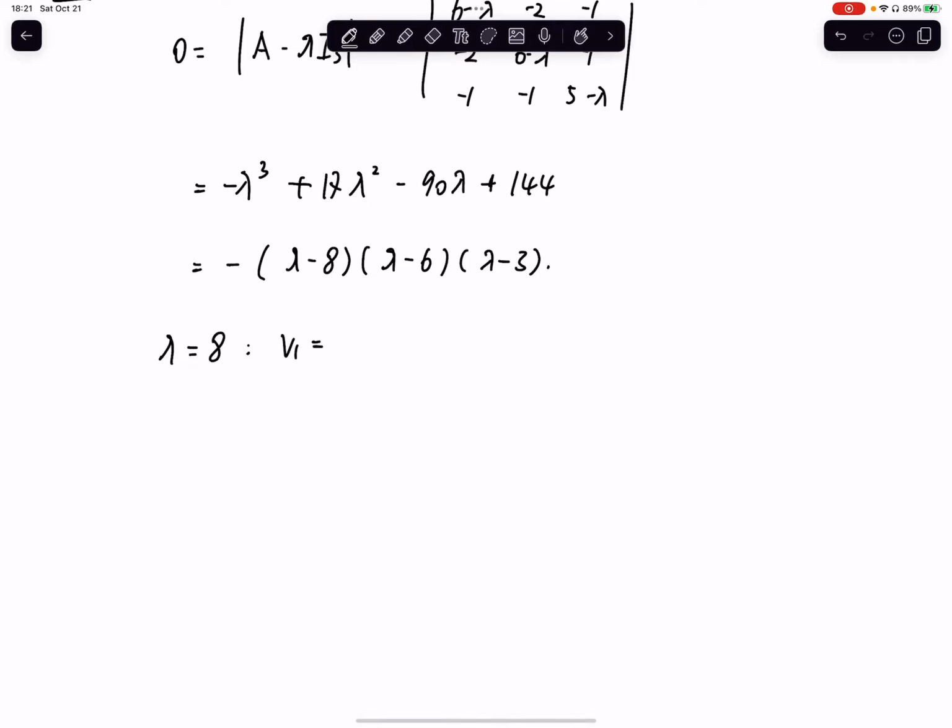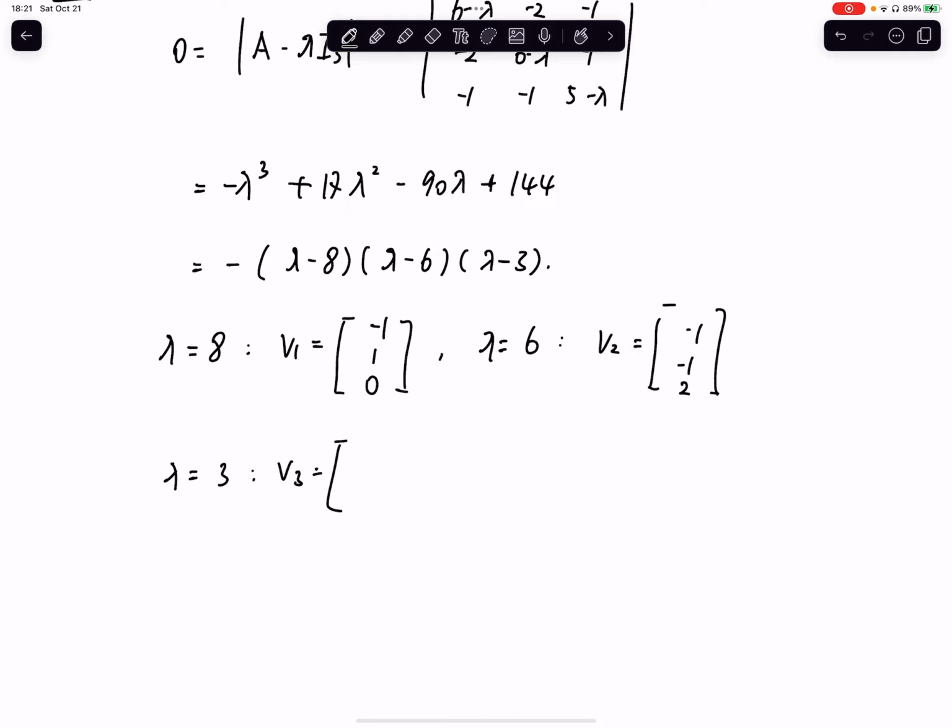So we have v1 being (-1, 1, 0) for lambda equals 6. Our v2 is just (-1, -1, 2) for lambda equals 8. And when lambda is 3, we have our v3 being (1, 1, 1).